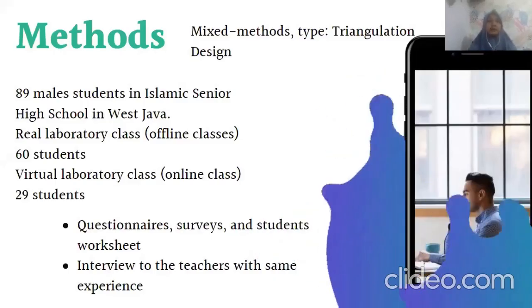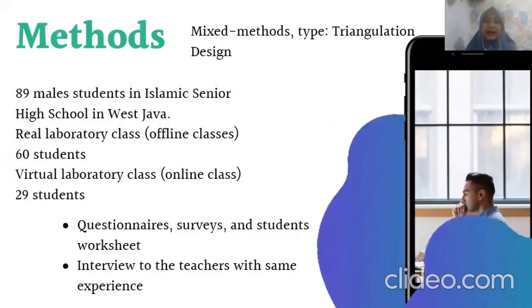Okay, here are the methods. I use mixed methods with a triangulation design because Frankel, 1932, talks about how triangulation designs can complete quantitative or qualitative data that haven't been completed. Because I only got a little data, I need more qualitative data, which is the interview with teachers who have the same experience using both the virtual laboratory and real laboratory.